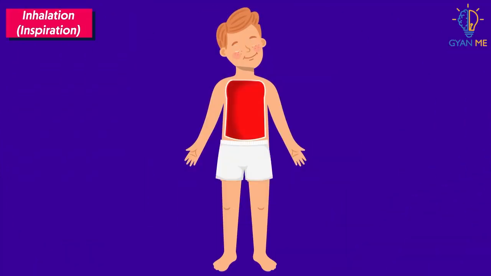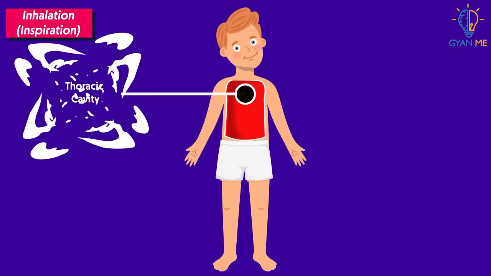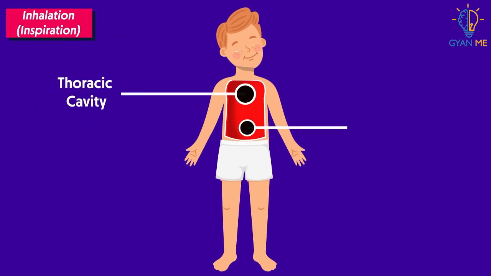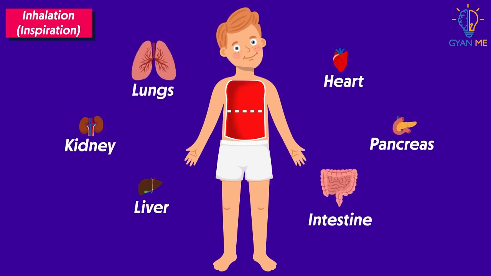Do you know, this chest cavity is also called as thoracic cavity? Yes, it is placed above the abdominal cavity and is separated by diaphragm. Together, they enclose organs like heart, lungs, kidney, liver, etc. Now going back to inhalation.